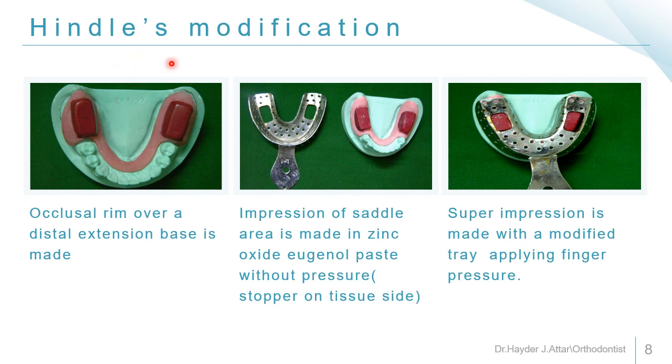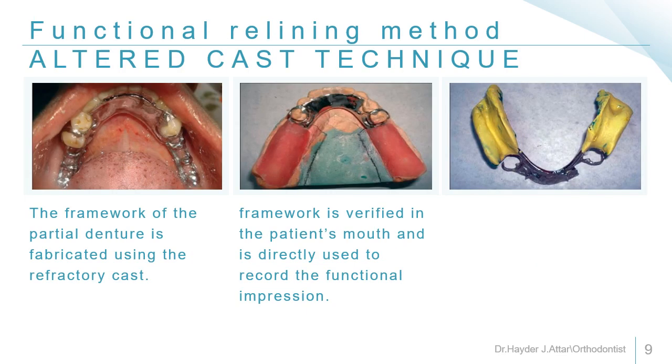Handel's modification uses finger pressure, not occlusal pressure, by applying the fingers on the occlusal rim, or instructing the patient to bite on the occlusal rim after taking the mucostatic impression by the second impression. The third type of the dowel impression technique is the functional relining method, or the altered cast technique.